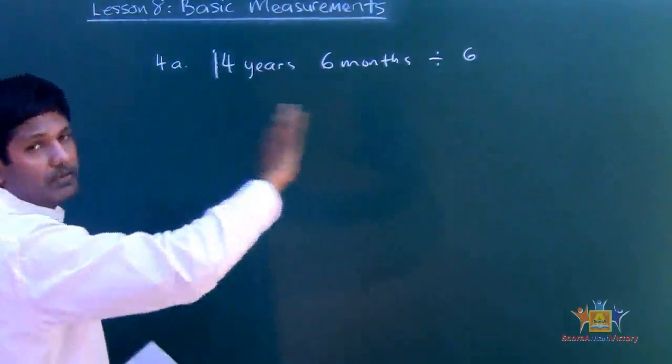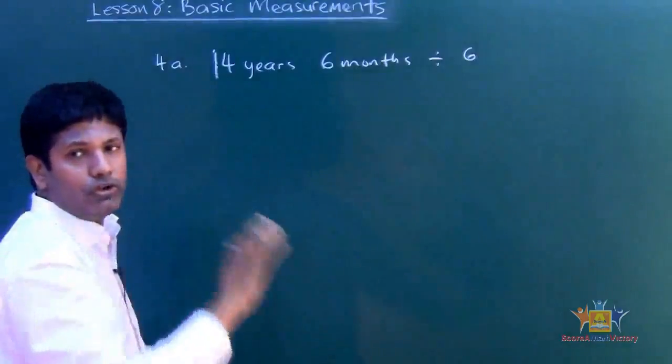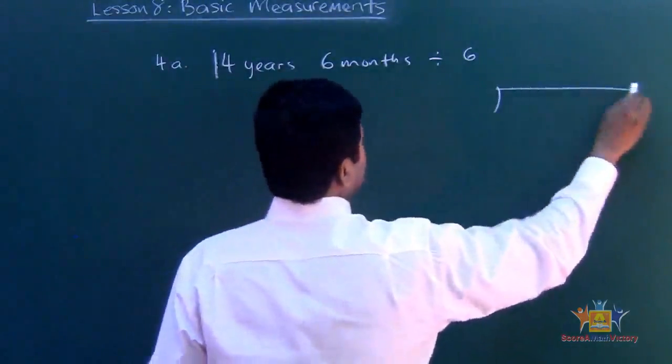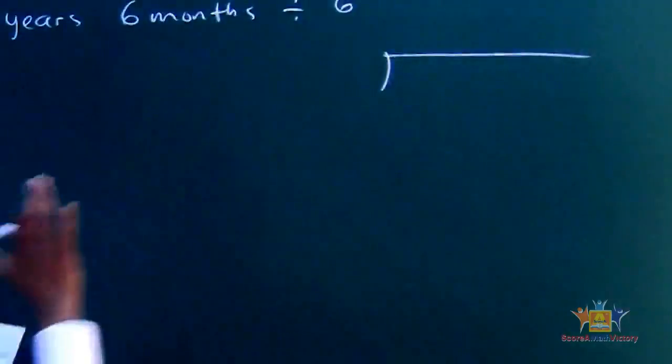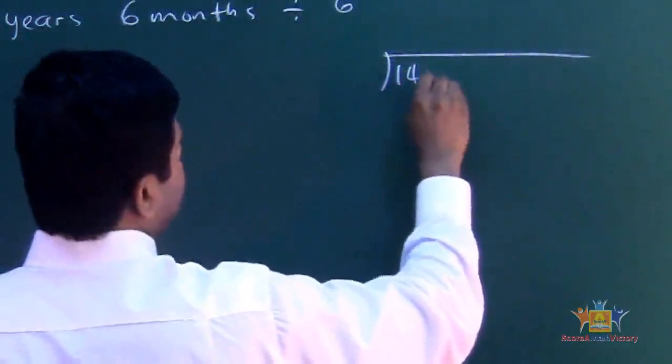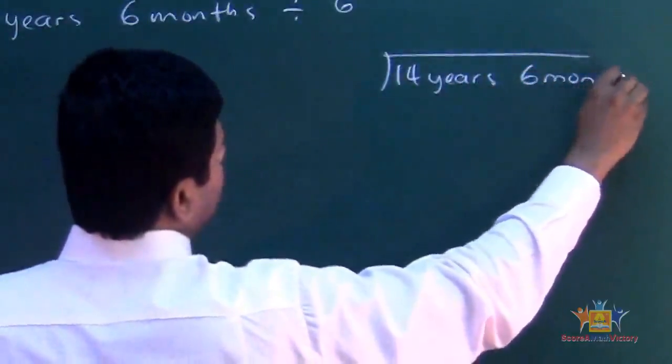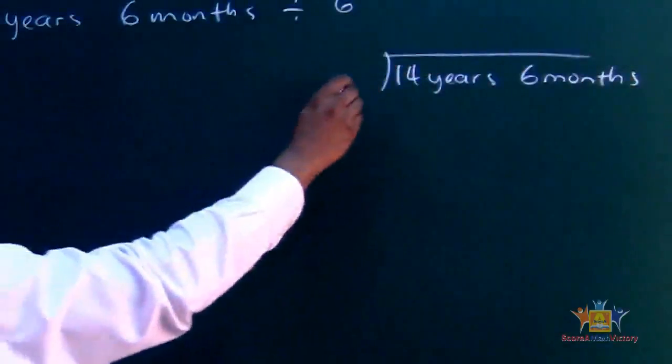So we're going to use the long division method. Always when you have a problem like that, use the long division, okay? When I say long division, we're going to use the cage approach. So this is kind of into Mr. Mac. I'm going to put it inside the cage. So it'll be 14 years, 6 months, and we're dividing it by 6. The 6 I'm going to put outside.